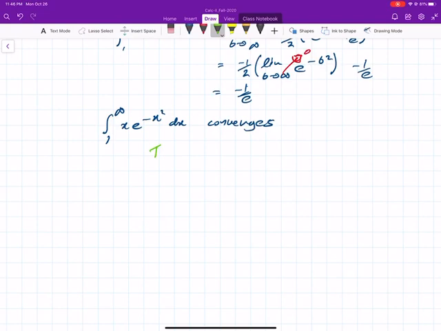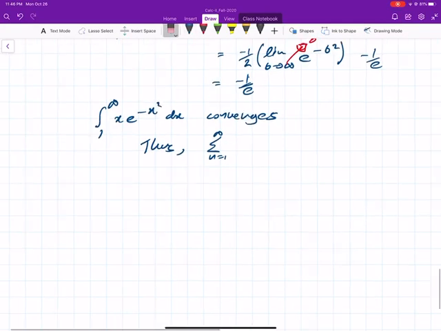Thus, the corresponding series sigma n goes from 1 to infinity, n e minus n square converges. Alright, so that is the solution. Now we are moving to the third example.